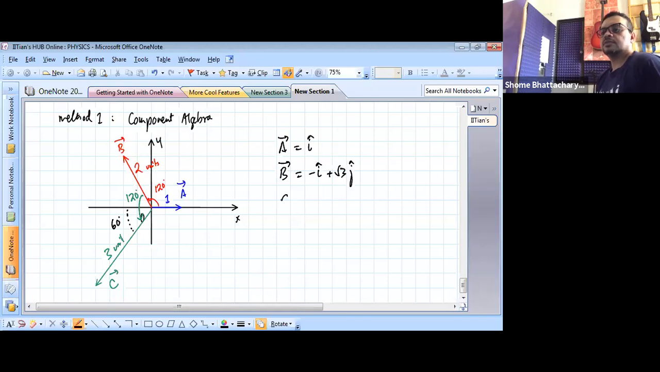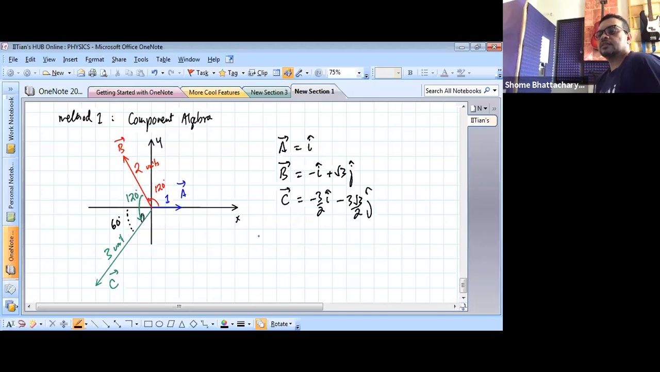And similarly, the vector C will have an angle with the x-axis which is 180 plus 60 or 240. So its x component will be minus half times 3, so minus 3 by 2 I cap. And its y component will become minus root 3 by 2 times 3, so it will become minus 3 root 3 by 2.